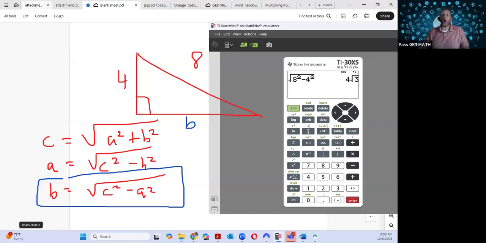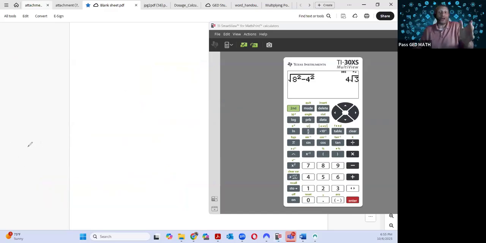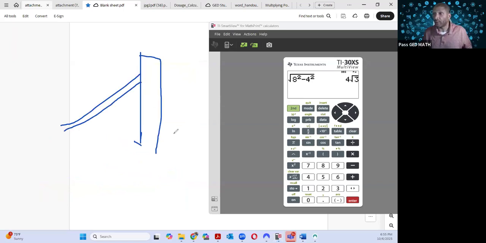So if you get a word problem, what you're going to do is practice and identify. They're going to give you something like, oh, he's walking through the park, or a ladder is against a wall. So if I got a wall and a ladder is leaning against the wall, right? And this is the ground.